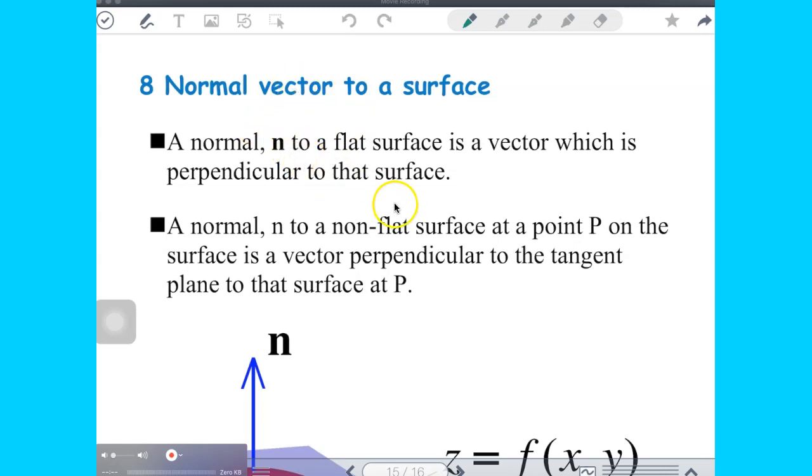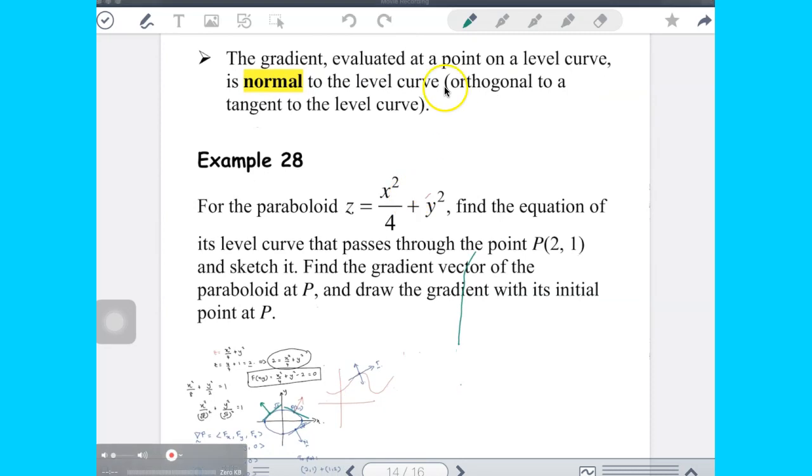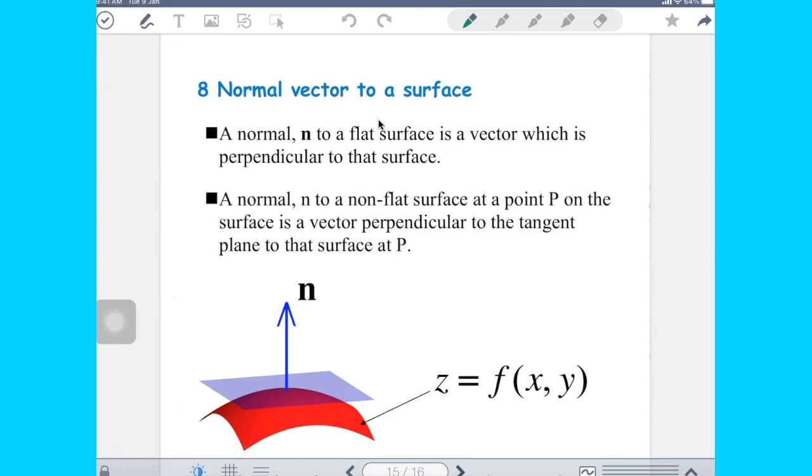Using the gradient vector, we can also determine the normal vector to any surface given. From the previous result, it is shown that we can determine the normal vector to the level curves, where you have to make the z here constant, and from the surface you have a level curve, right? So now the extension to that: we can use the gradient to determine the normal vector to a surface.